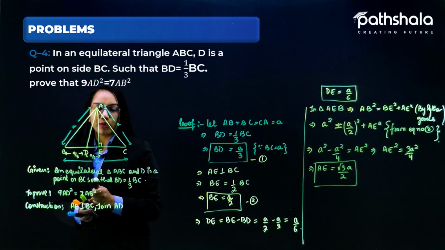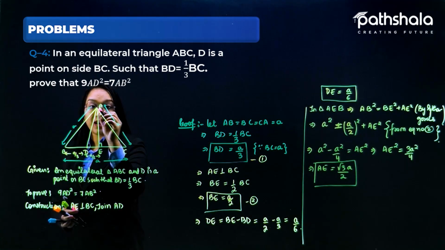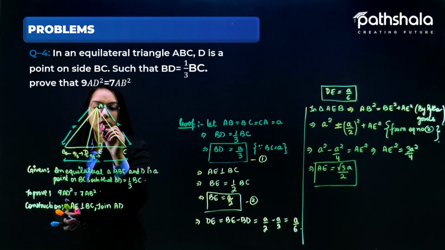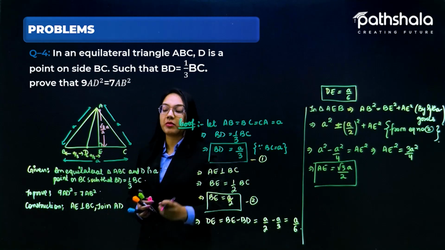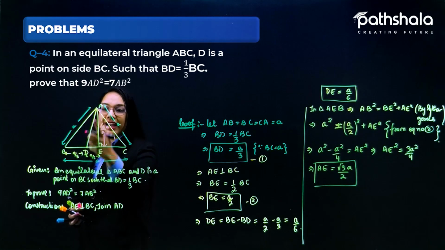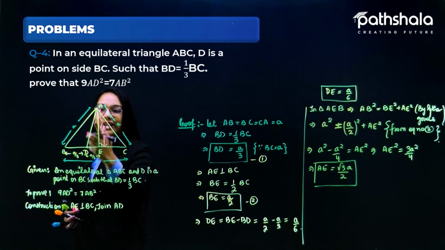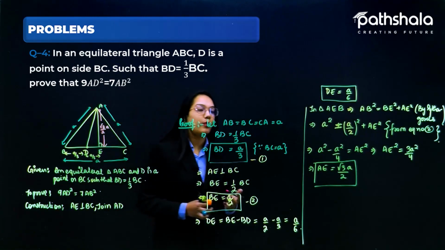So let us suppose if I write it over here, AE we are getting is nothing but root 3 by 2 of A. Now we just wanted to find out a relationship in between AD and AB. So let's just relate it, how we can find it out.